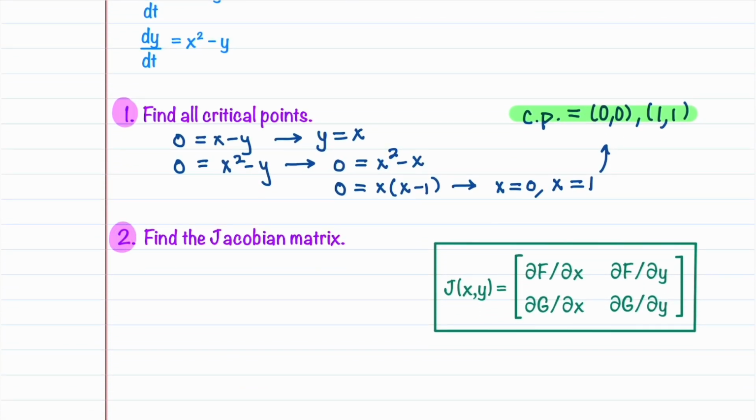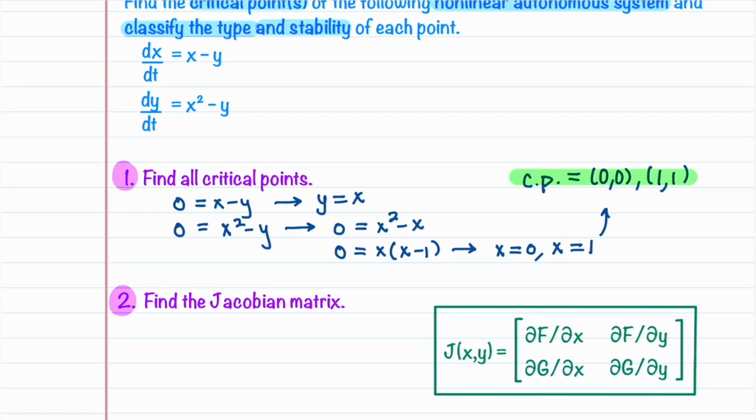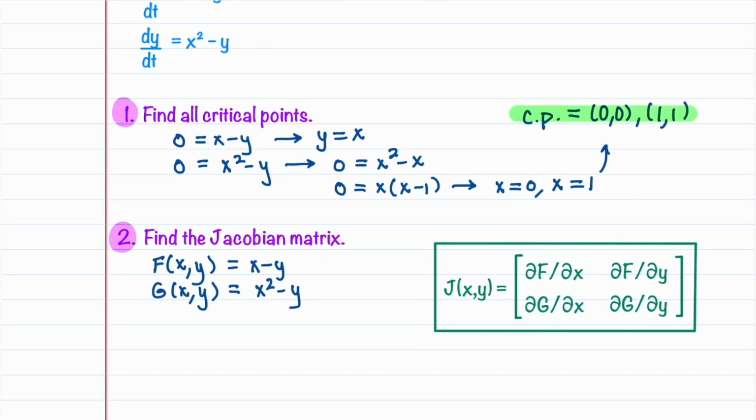In step 2, we need to find the Jacobian matrix. I put the formula for the Jacobian matrix over here on the right. Let's begin by writing down what f and g are. f of x, y is what dx/dt is equal to, and that is x minus y. And then g of x and y is what dy/dt is equal to, and that is x squared minus y. Now we can take our partial derivatives and put them in our Jacobian matrix.